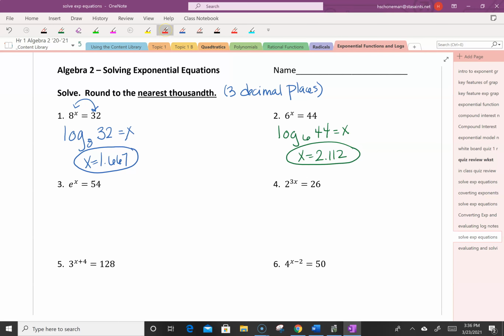All right, let's take a look at what happens on number 3. On number 3, remember, if we rewrote it, this would be log base e of 54 equals x. But we know log base e is the natural log, so instead of writing log base e, we really want to write the natural log of 54 equals x.